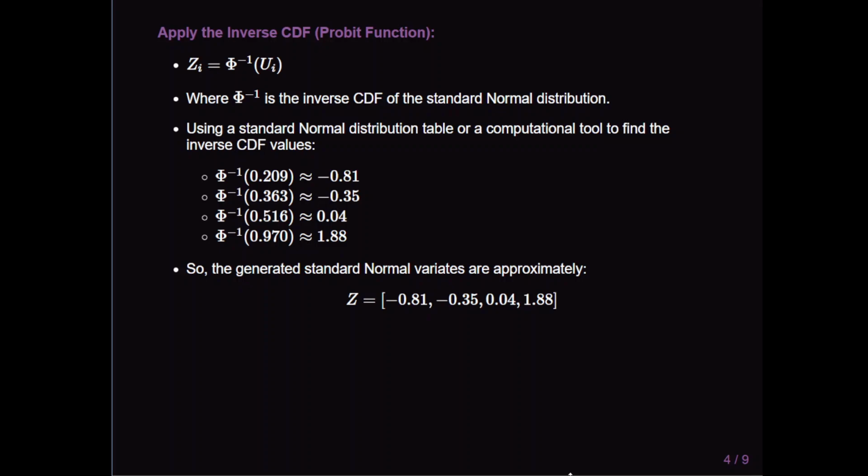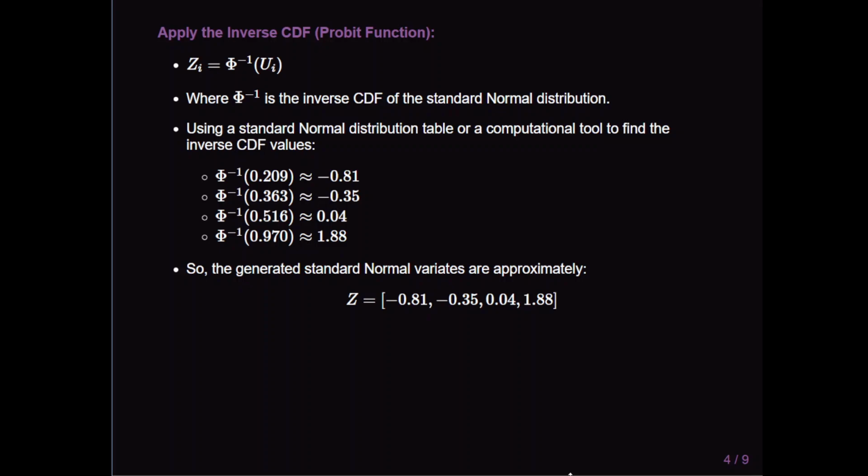Here phi to the minus 1 is the inverse cumulative distribution function of the standard normal distribution. So phi to the minus 1 of 0.209 is approximately equal to minus 0.81. If you're looking at a z-score of minus 0.81, that should give a probability of about 0.209. Likewise, if your z-score is minus 0.35, you should be looking at a probability of 0.363. So we're just working in reverse here. Anyway, I digress. Let's look at the answers.